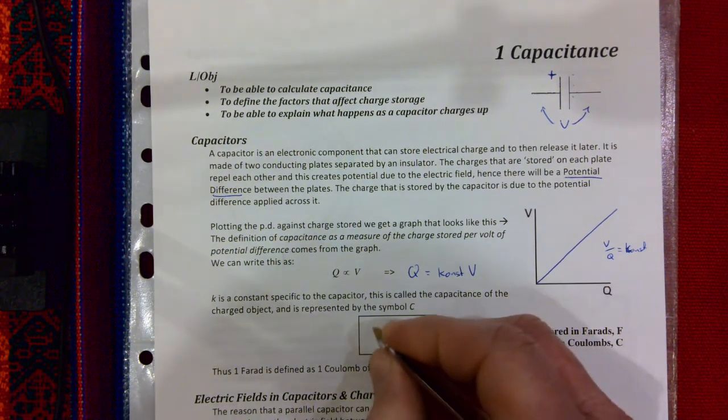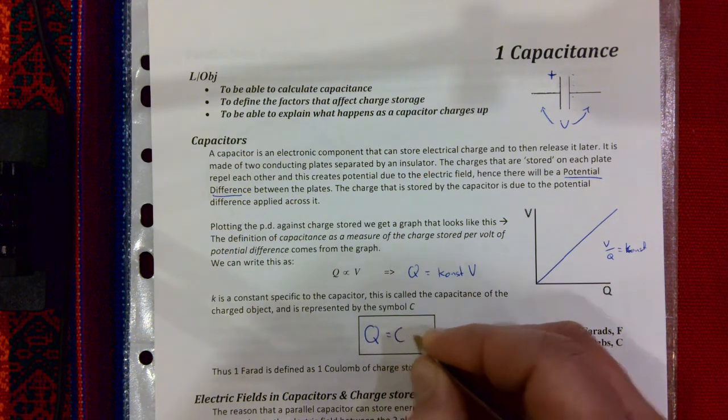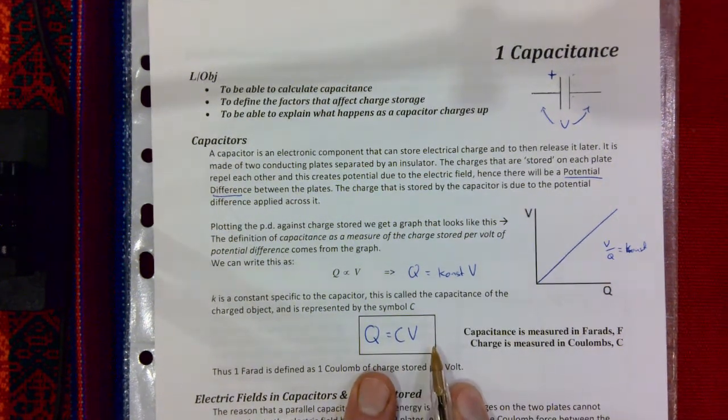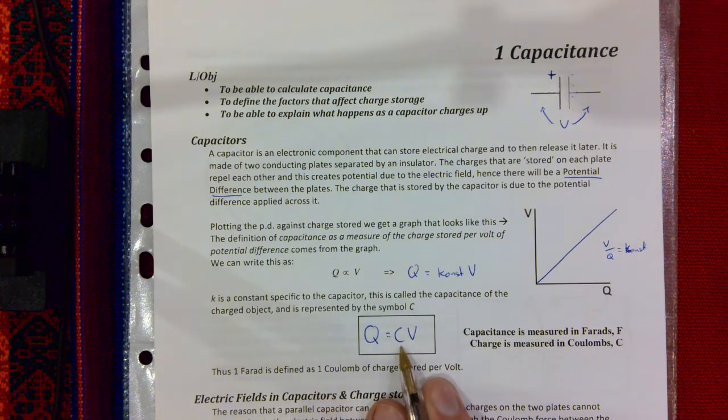So the actual crucial equation is Q equals CV. Fundamental equation. It's just as important as V equals IR, it's the equivalent of that. That's to do with I, if you think about it. That's your V. Again, it's a multiplying constant, instead of resistance, it's capacitance.